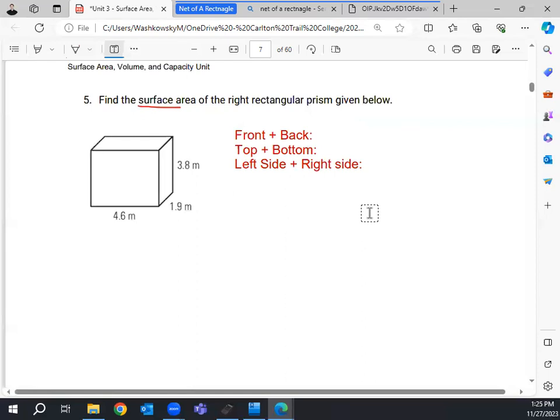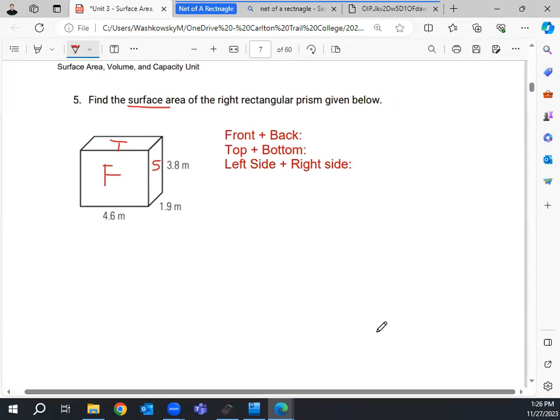If I add all 6 of those sides up, I have the actual area that prism takes up. It's measuring all 6 sides. A really common mistake here is people will measure the front, the top, and the side, add those 3 up, and think they're done. That's a common mistake, because you only have 3 of the 6 sides.